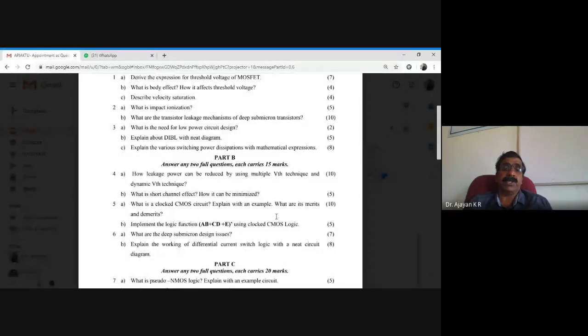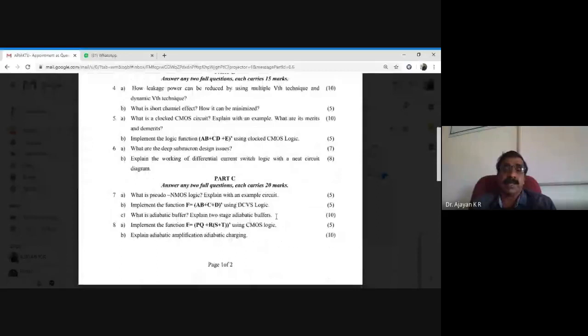I hope you can see the question paper. It is from 2019. The question was: implement A plus B plus C D plus E, the whole bar, using clocked CMOS. It is not specified as domino logic, and it is a whole bar. So what is this circuit? Can you try it? And another question, DCVS, we will discuss next.